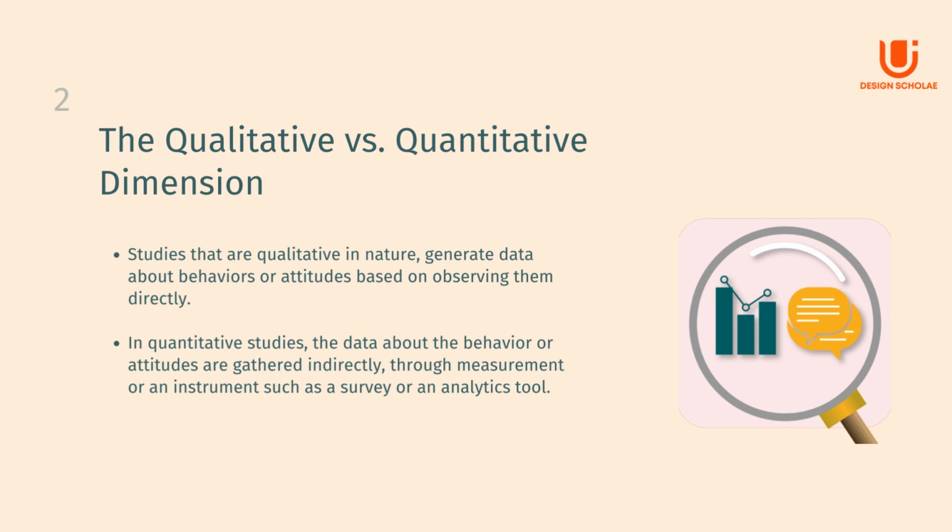Next is the qualitative versus quantitative dimension. Studies that are qualitative in nature generate data about behaviors and attitudes based on observing them directly. In quantitative studies, the data about behavior or attitudes are gathered indirectly through a measurement or instrument such as a survey or analytical tool. Due to the nature of their differences, qualitative methods are much better suited for answering questions about why or how to fix a problem, whereas quantitative methods do a much better job in answering how many types of questions.